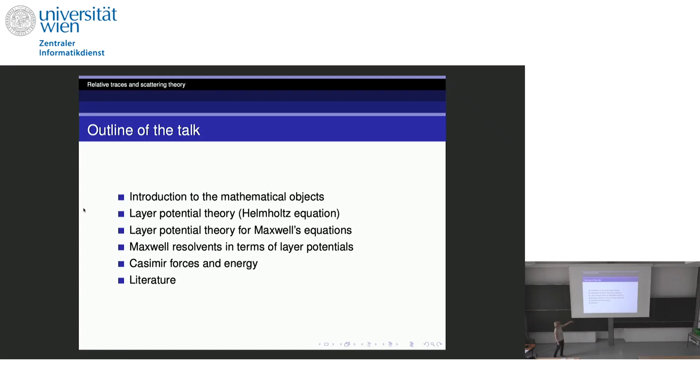I'll introduce the mathematical objects that we're interested in studying. I'll show you a little bit of layer potential theory for the Helmholtz equation, and how that ties into layer potential theory for Maxwell's equations. We'll express Maxwell resolvents in terms of layer potentials, whatever those are to you at this point in the talk. And we'll discuss why this is important. So keep in mind, I want you to think about very tiny things today. I want you to think about the Casimir effect, which is a microscopic force in between two objects. Okay?